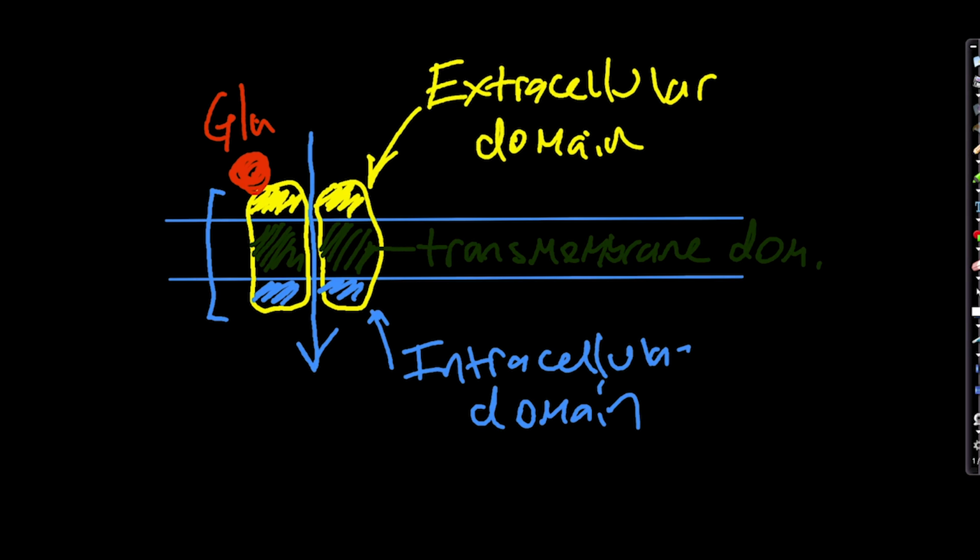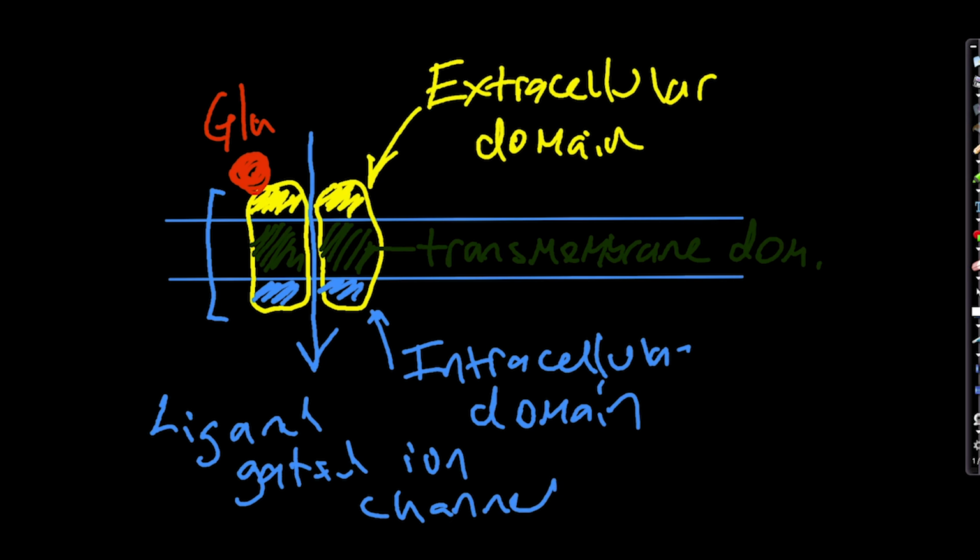But this is a different type of channel, the glutamate receptor. Well, this type of glutamate receptor, I should say, there are a number of types, is called a ligand-gated ion channel. A ligand is simply a molecule that binds to a protein, basically. So in this case, the ligand is the glutamate molecule. So how does it function? Well, it should be pretty intuitive what's going on.